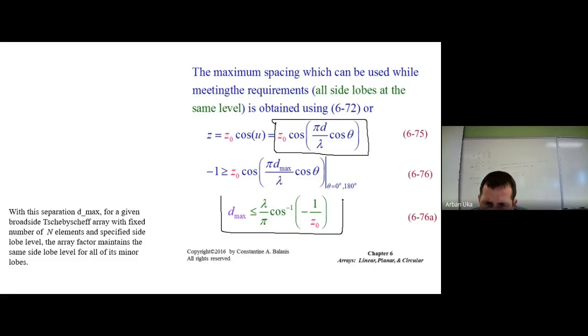Now, this is the logic of how we determine this, but what is essential for all of you is that you can just write down this equation 6.76a. With this separation Dmax for a given broadside Chebyshev array with fixed number of elements n and specific side lobe level, the array factor maintains the same side lobe level for all.